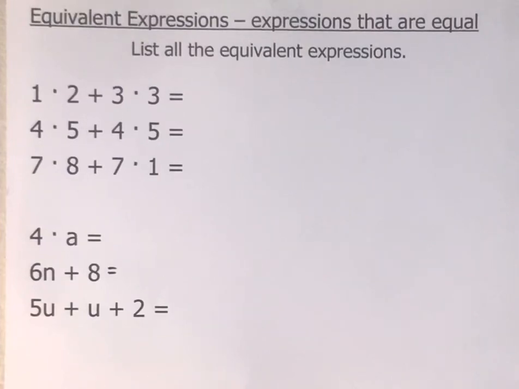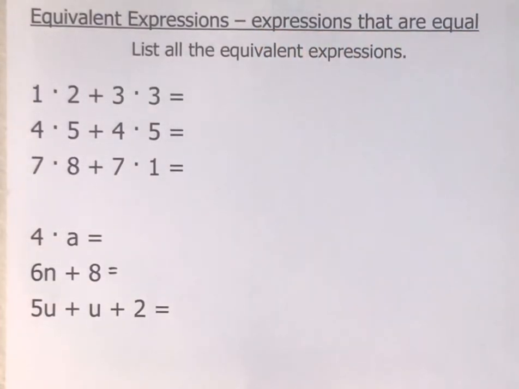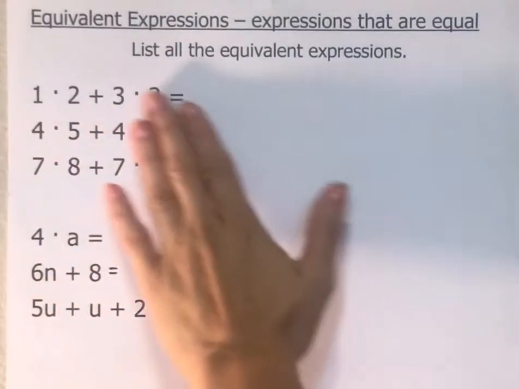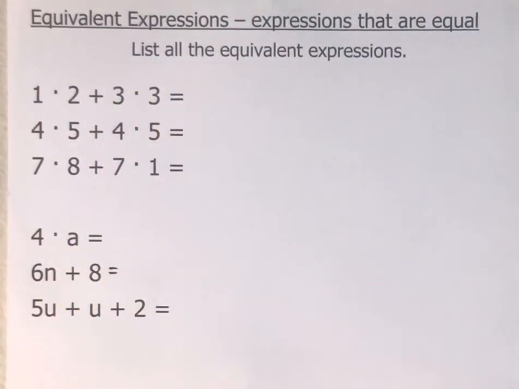We are going to be talking about equivalent expressions. Equivalent expressions are expressions that are equal to each other. So it means that they have to equal the same amount. They just look different in the way that you set them up. But they still need to follow what you see in the expression. It has to match it so that it's equal.